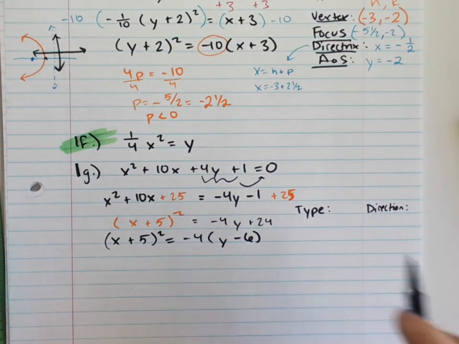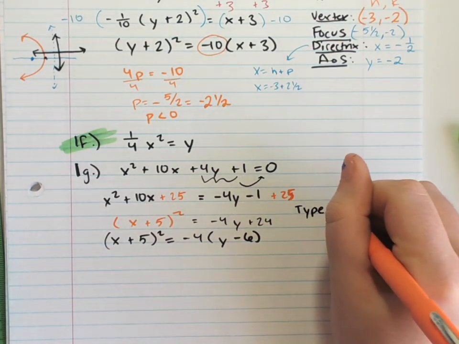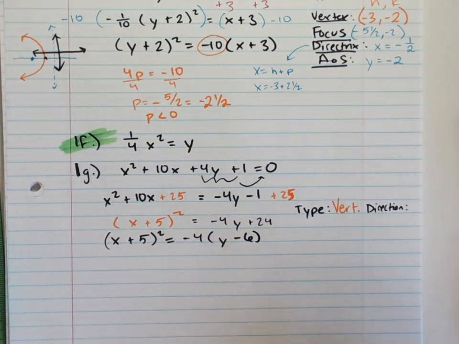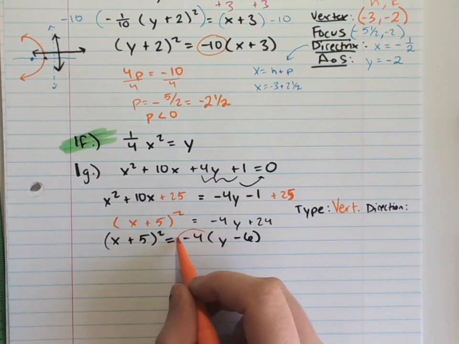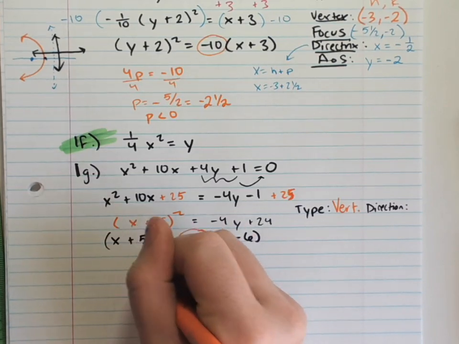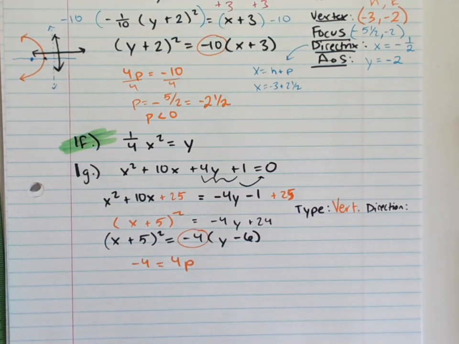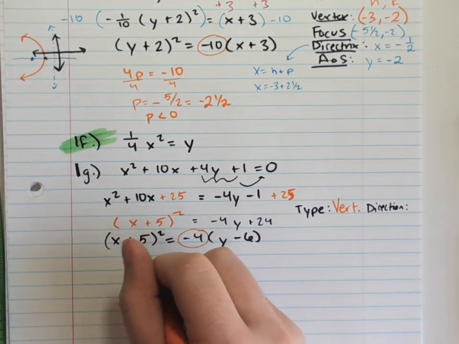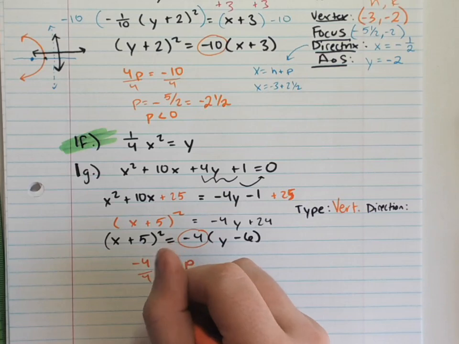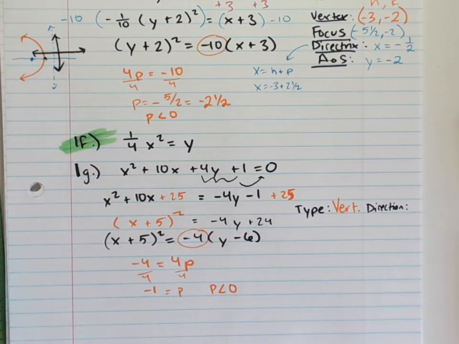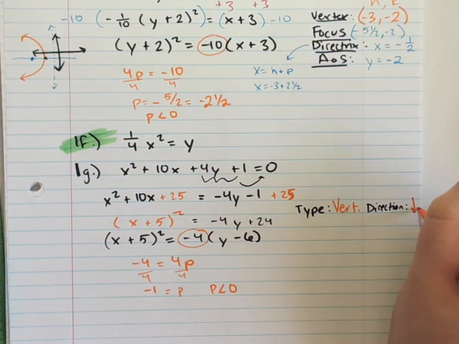Since x is listed first, this is a vertical parabola. We need to figure out the direction. So here is the p spot. We have negative 4 equals 4p. Divide by 4, divide by 4, and we have p equals negative 1. Since p is smaller than 0, or is a negative number, it's going to be facing down.